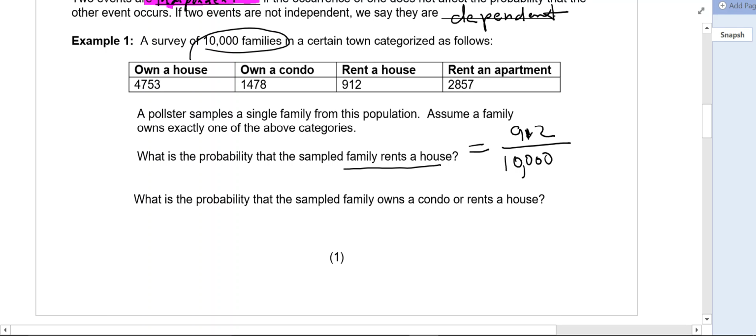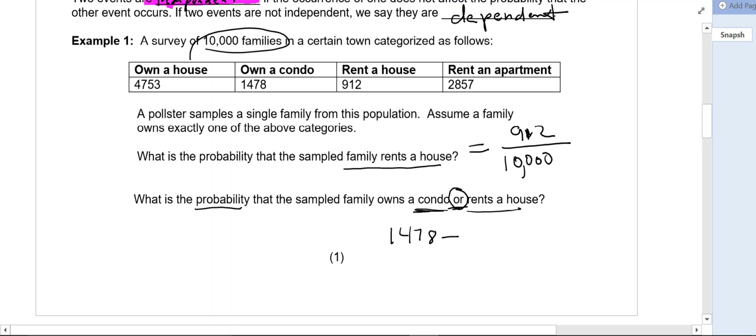What is the probability that the sampled family owns a condo or they rent a house? There's a probability question with a keyword in it, or. Now, I told you earlier that you should consider using the formula whenever you encounter the word or and. But the thing is, I can easily count my way through this problem. I know how many ways I can pick a family that owns a condo or rents a house.